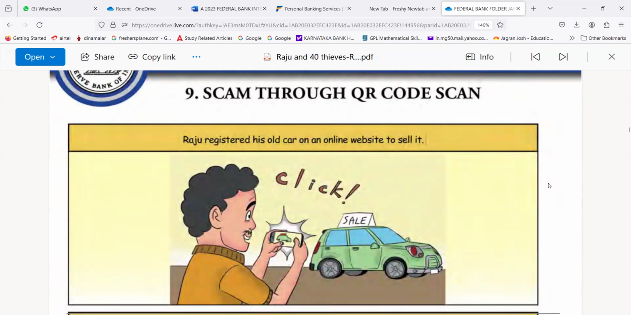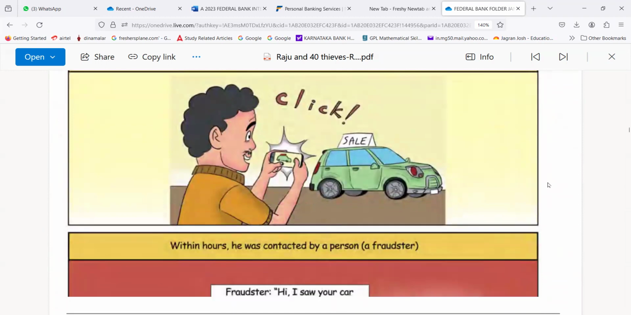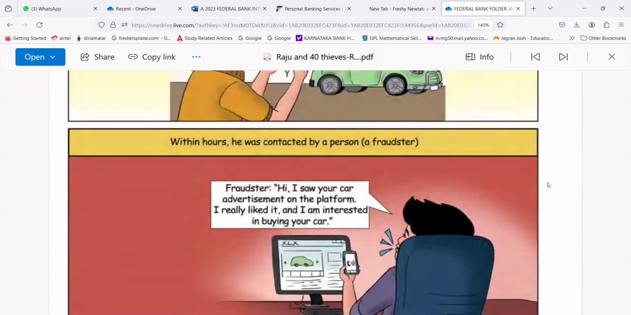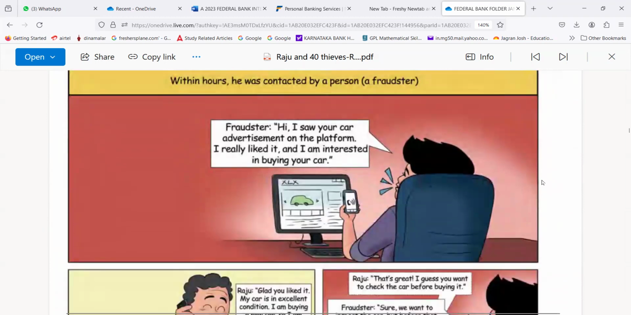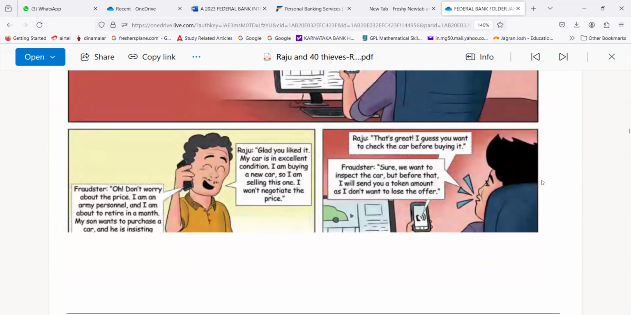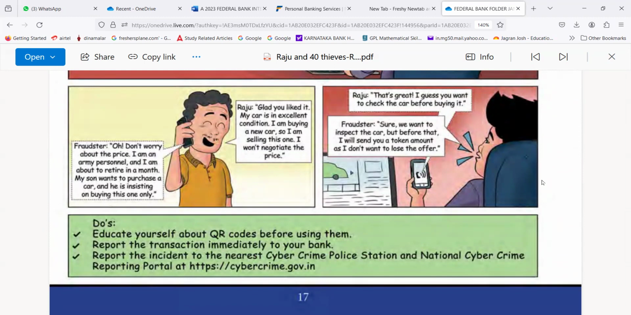Raju registered his old car on an online website to sell it. Within hours, he was contacted by a person, a fraudster. Fraudster: Hi, I saw your car advertisement on the platform. I really like it and I'm interested in buying your car. Raju: Glad you like it. My car is in excellent condition. I'm buying a new car, so I'm selling this one. I won't negotiate the price. Fraudster: Oh, don't worry about the price. I'm an army personnel and I'm about to retire in a month. My son wants to purchase a car and he is insisting on buying this one only. Raju: That's great. I guess you want to check the car before buying it. Fraudster: Sure, we want to inspect the car, but before that, I will send you a token amount as I don't want to lose the offer.